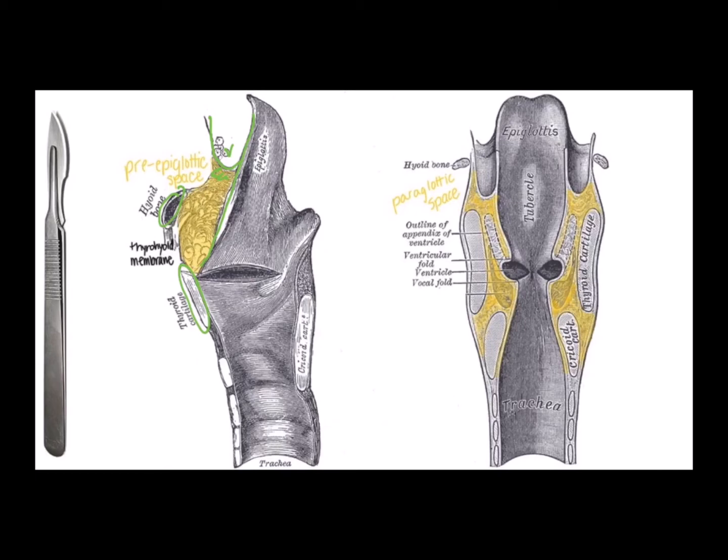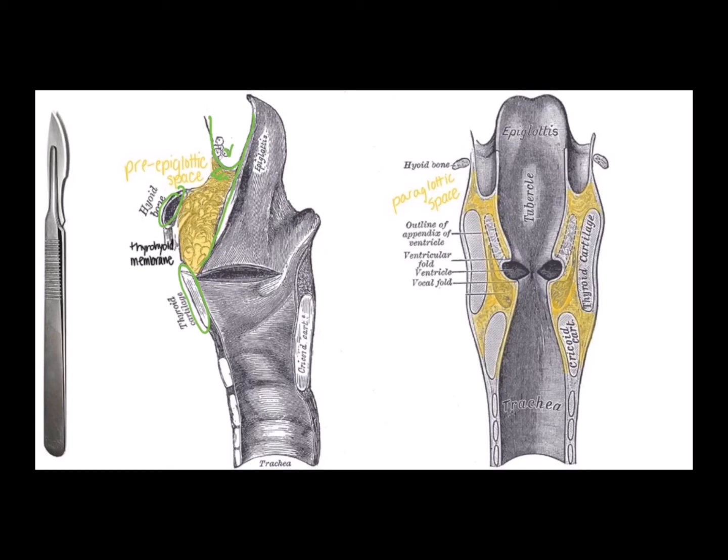Now, the preepiglottic space, if you're kind of rotating around the larynx, is continuous with the paraglottic space. So the paraglottic space, if you think of where the glottis is, and para means like on the side of, right? So pre means anterior to or before, so we just saw that. Para is going to be on the sides. So it's going to be on the side of the glottis.